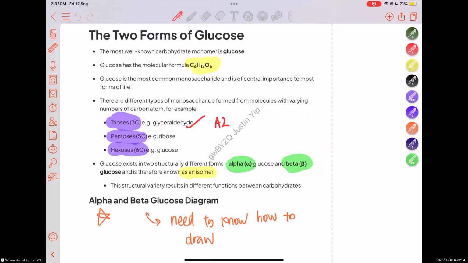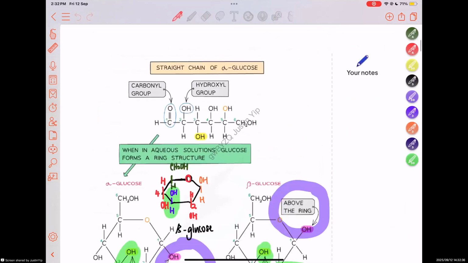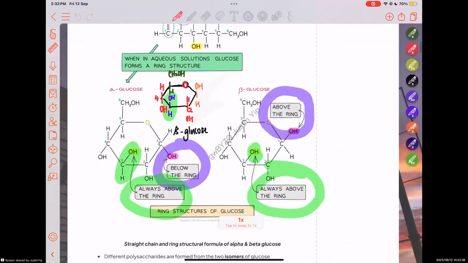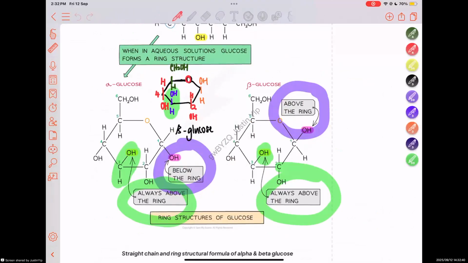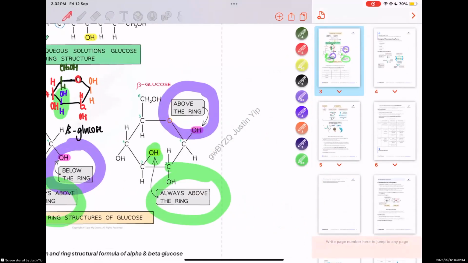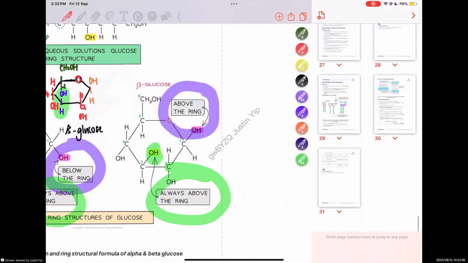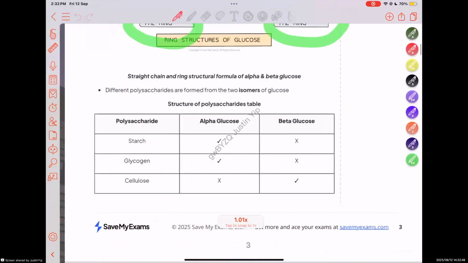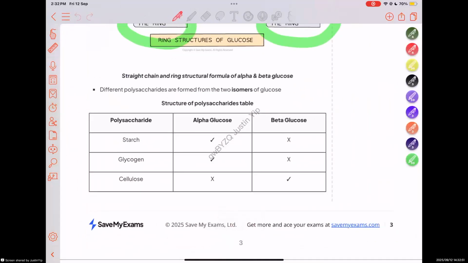Last time we learned how to draw alpha glucose and beta glucose. Right now, let us look at the continued part, the below part. We need to know the polysaccharides. We have three types: starch, glycogen, and cellulose.